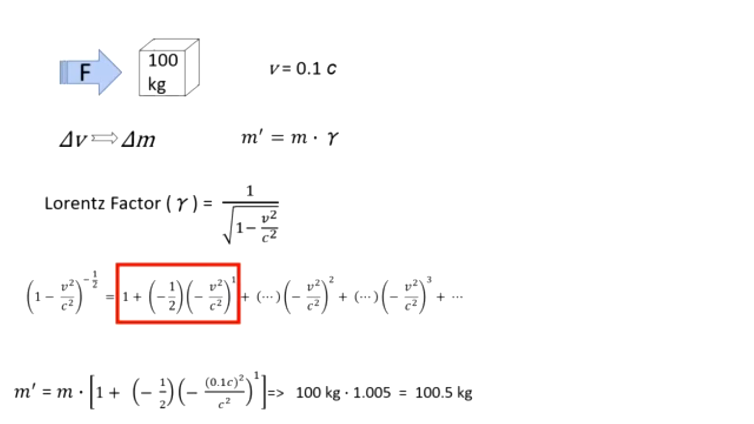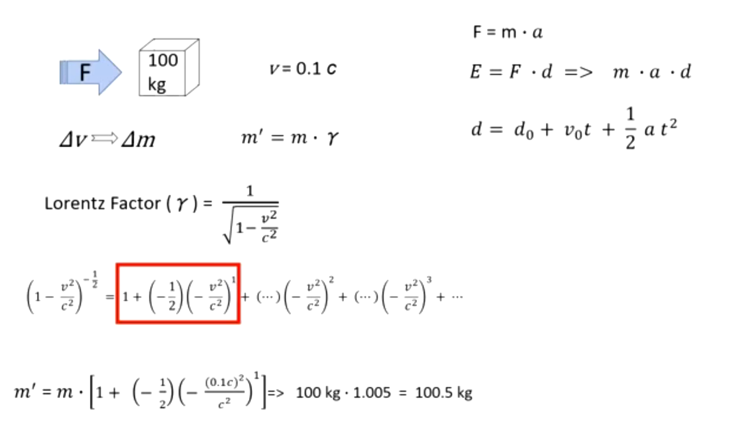From Newton we know that force equals mass times acceleration. Energy is equal to force times distance. In other words, energy is mass times acceleration times distance. Distance is equal to initial distance, plus initial velocity multiplied by time, plus 1/2 acceleration multiplied by time squared. We'll assume that the initial distance and initial velocity are 0. Velocity is equal to acceleration multiplied by time. We can express time as velocity over acceleration.